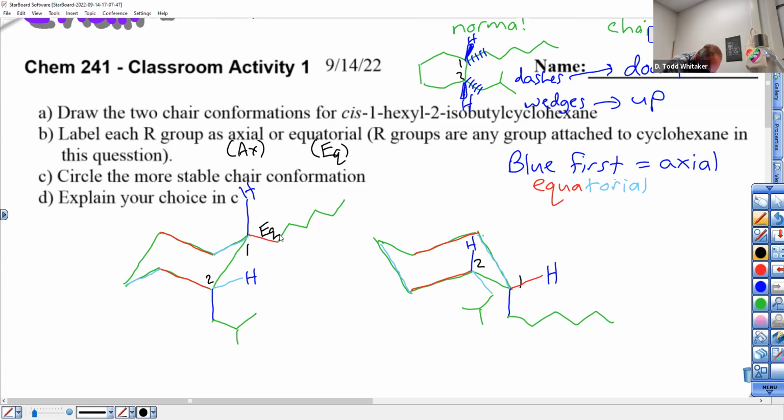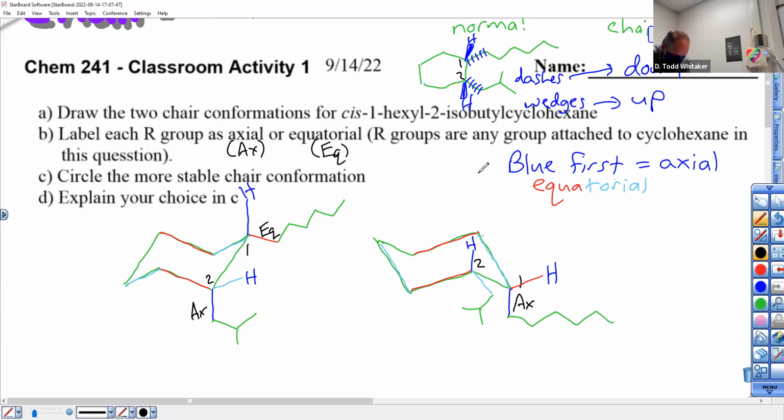Now what about the isobutyl group on the bottom? Right here. EQ or AX? Yeah. AX. Now, what about the hexyl group over here? AX or EQ? Yeah. So that's the thing that changes, right?